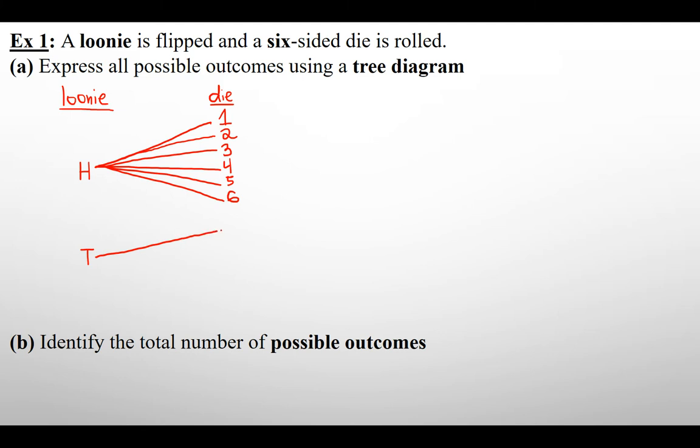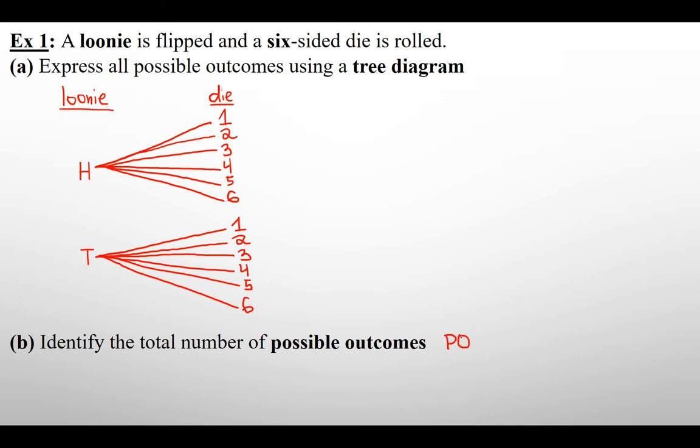As for tails, you have tails followed by 1, tails 2, tails 3, tails 4, and then tails 5, and then tails and 6. So a little bit larger in comparison to the tree diagram we drew in the previous lesson. All right, B, identify the total number of possible outcomes.